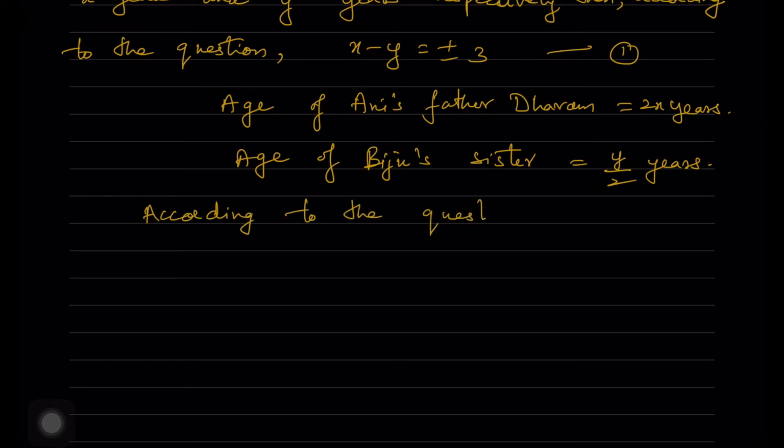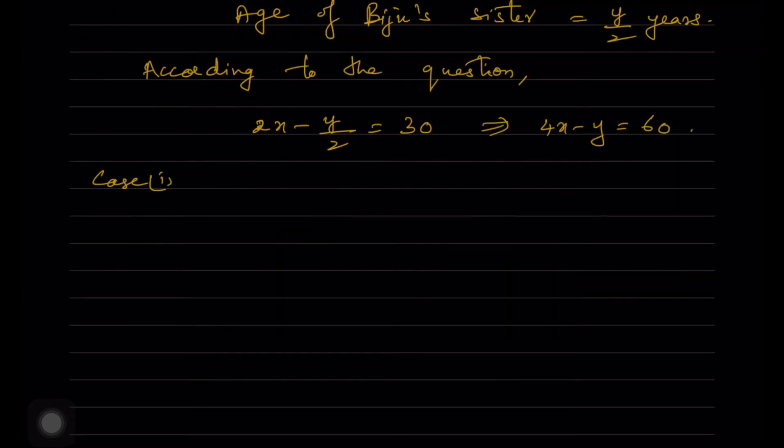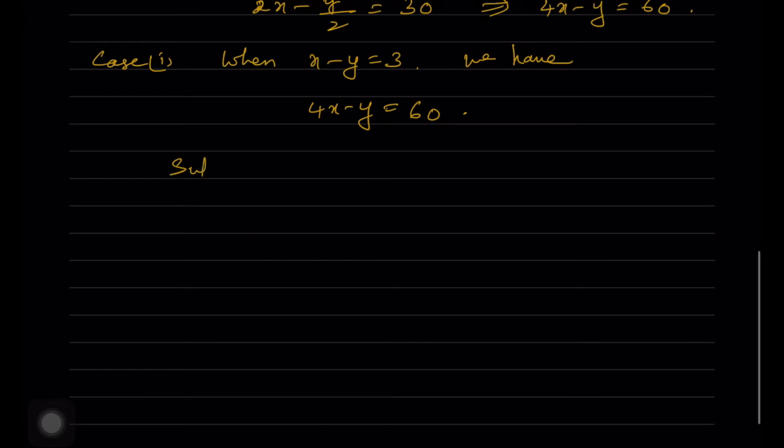According to the question, we have 2x minus y by 2 is equal to 30, since the ages of Kathy and Dharam differ by 30 years. So 4x minus y is equal to 60. Case 1, when x minus y is equal to 3, we'll take the first case, and the second case is x minus y is equal to minus 3. We'll consider that second case later.